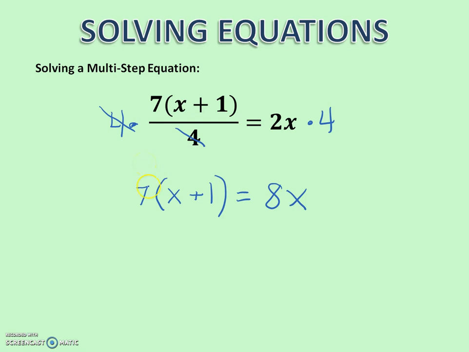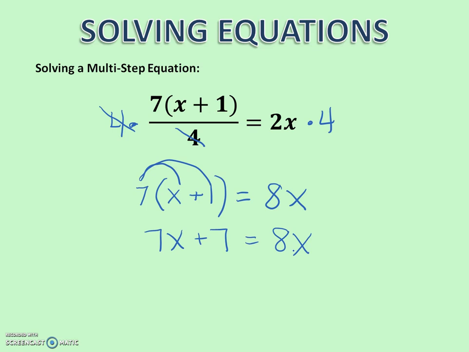As we know, when we see a number outside of parentheses, we're going to distribute. 7 times x is 7x. 7 times 1 is 7. Okay.